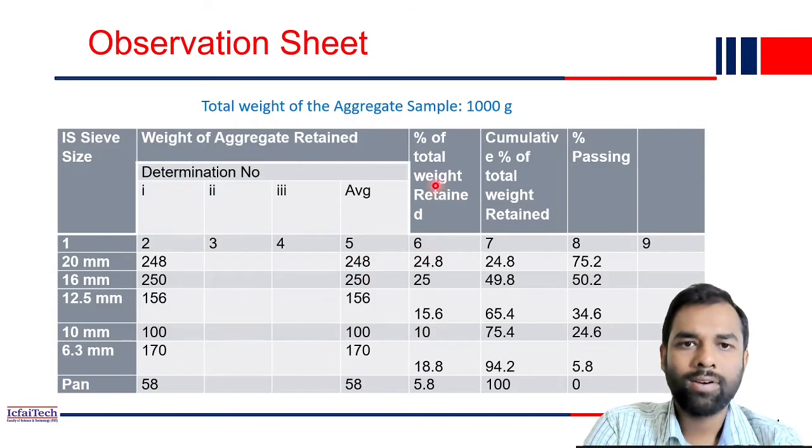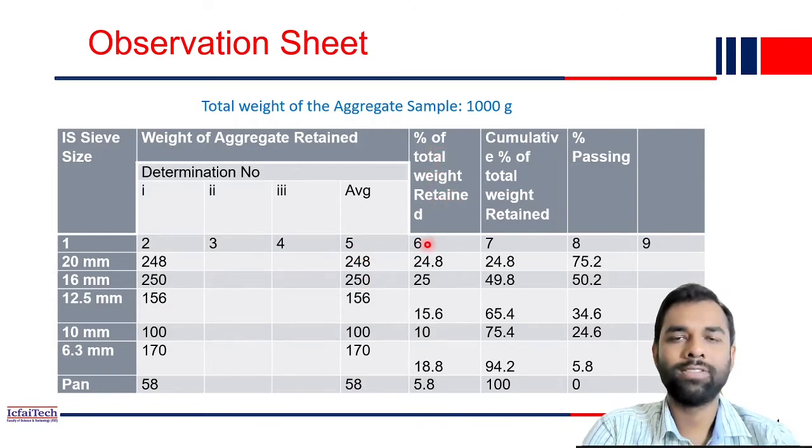Now this column is basically the percentage of total weight retained. So in each sieve, how much aggregate is retained.